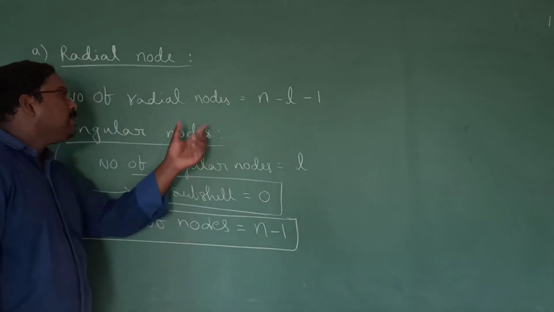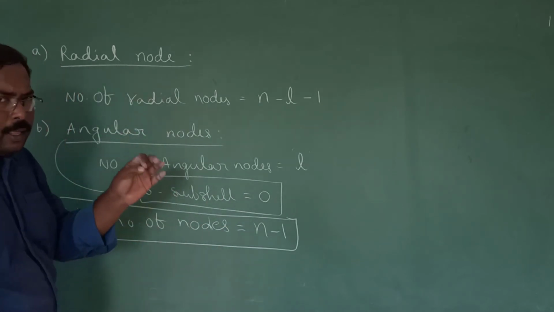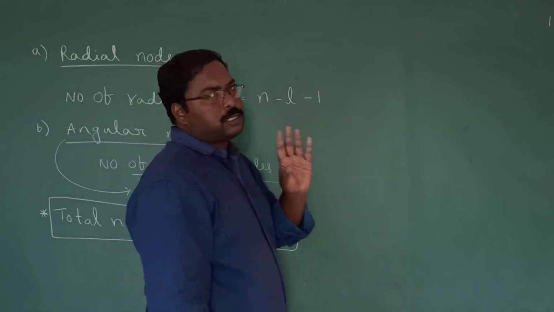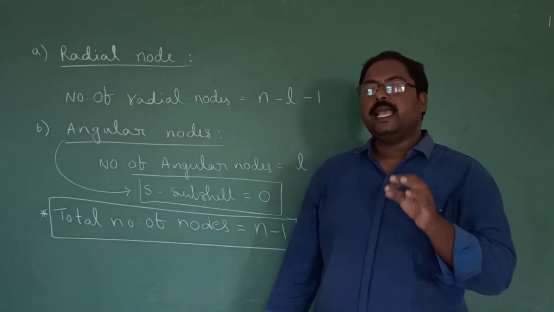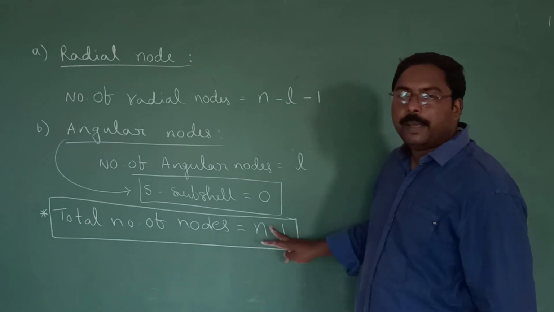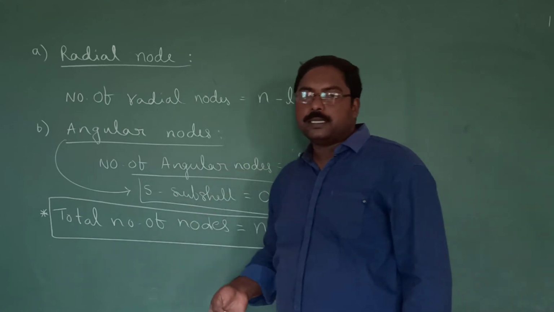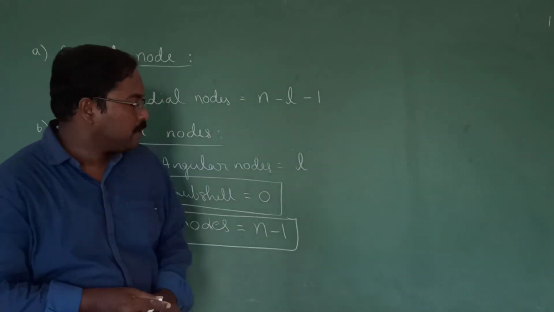Generally, instead of these two, in the examination they ask to find simply the number of nodes or nodal regions in a given orbital. So here the formula is n minus 1. Now let us solve some questions, then you will get an idea about this.